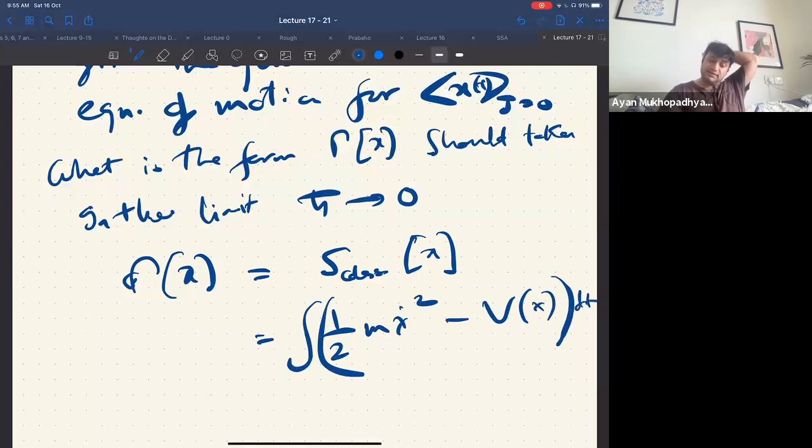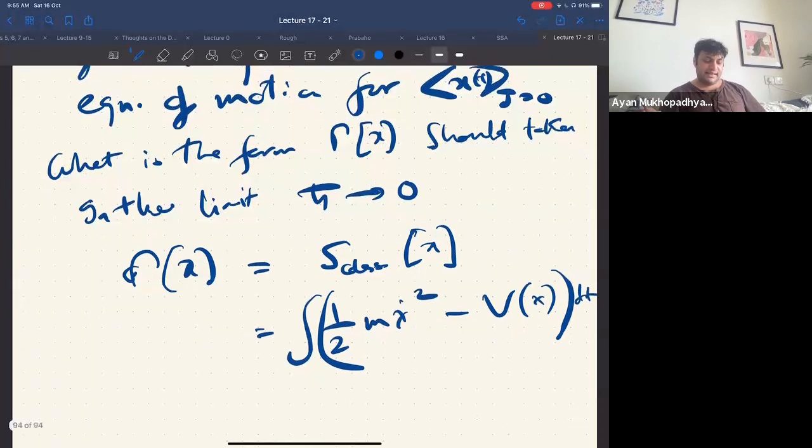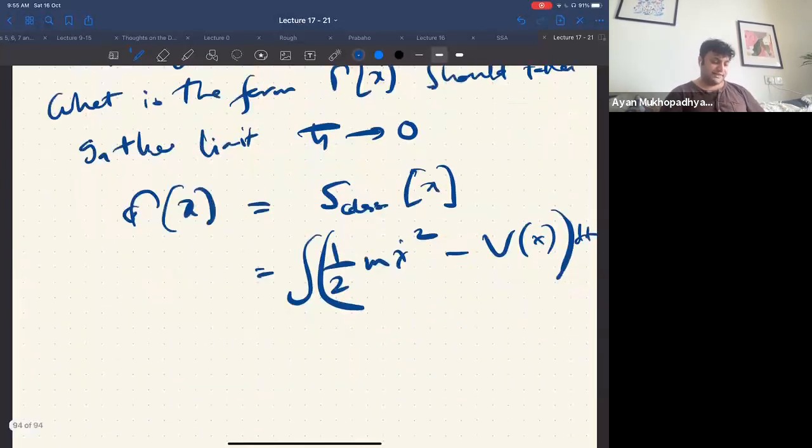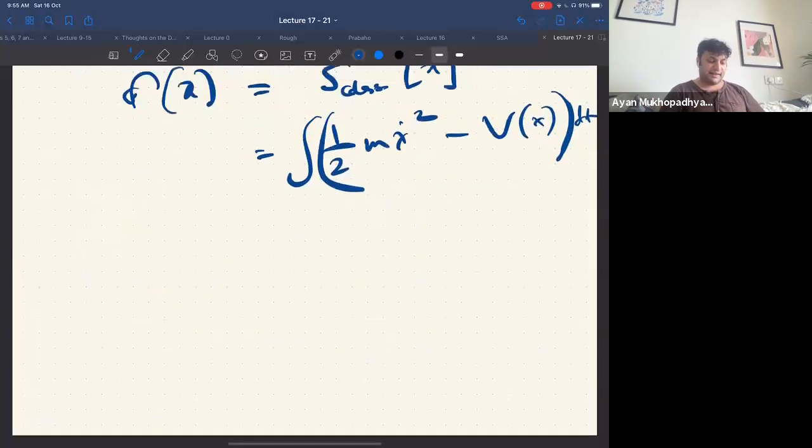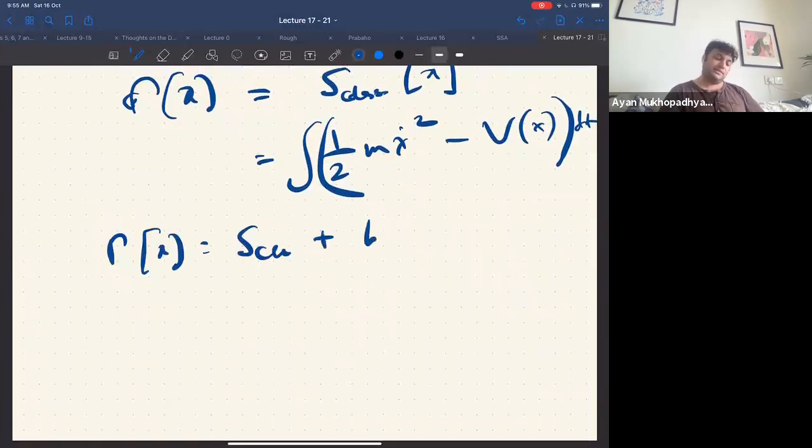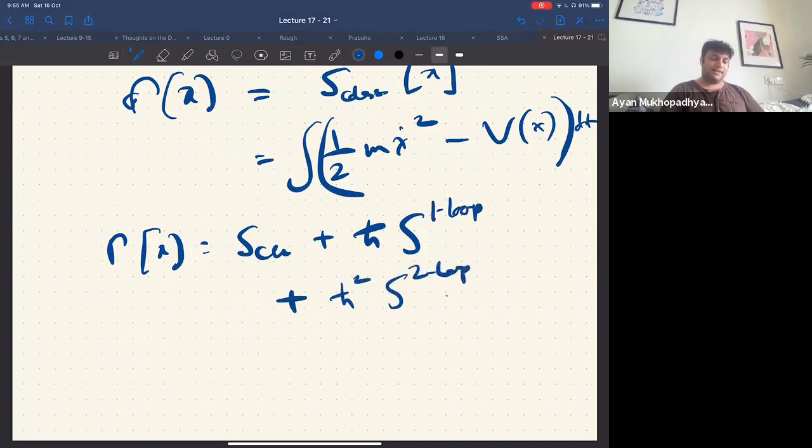There is no other way, because when h bar goes to 0, we have to recover classical mechanics. But then, of course, it will have all corrections. So gamma of x would have corrections: S classical plus h bar S1, and it will turn out that each of these corrections in an h bar expansion would be simply the loop expansion. We will see why. H bar squared S2 for two loops and all of this. So it will have all kinds of corrections of this form, but this is only as far as the h bar correction goes.